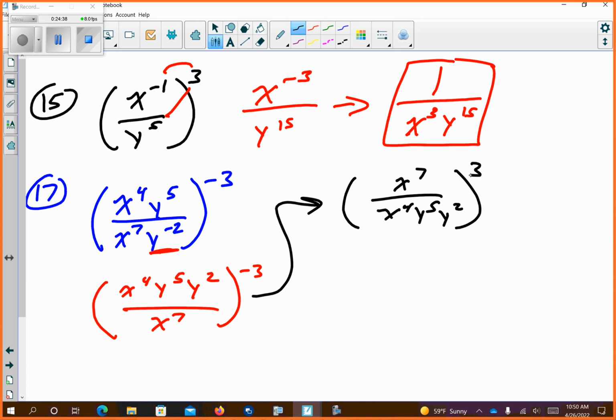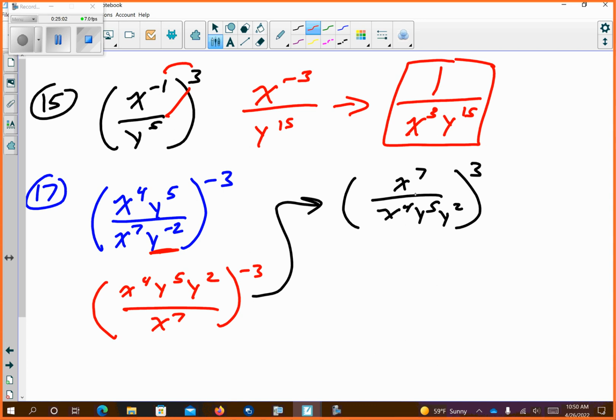Yeah, so I flipped the whole fraction over. Notice the -3 is now a +3. Do you agree? So that's a big step. If you can recognize I have a quantity raised to a negative exponent, then you just flip over the entire quantity and it becomes a positive exponent. Okay? And there's things that we could do before we bring in that 3.